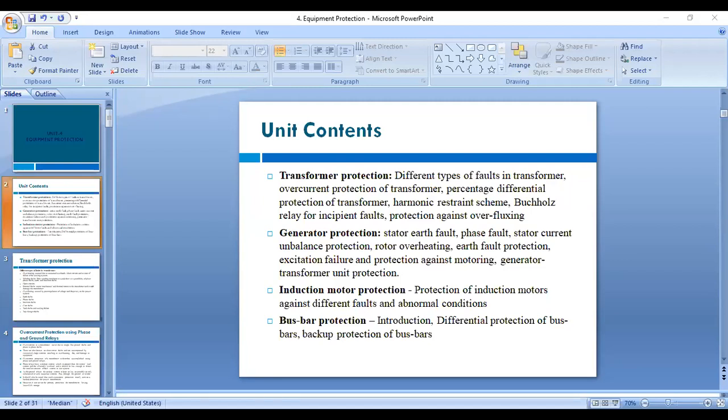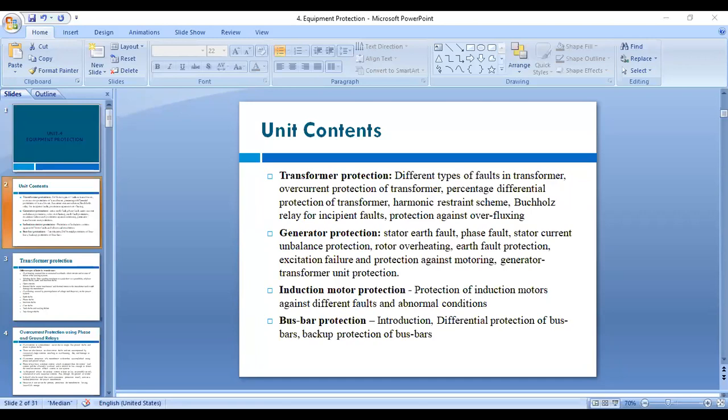Okay, so here this is the important diagram. R, Y and B phases are there. This is the primary side of the transformer, and this is the secondary side. The primary is connected in star, and the secondary side is connected in delta. To both sides of this transformer, primary and secondary, there are two circuit breakers, and CTs are connected to the primary and to the secondary also.